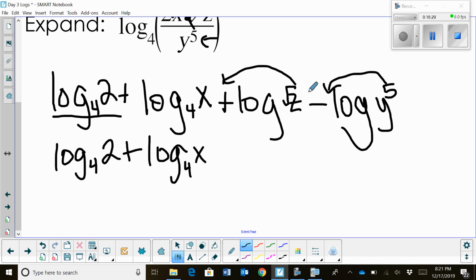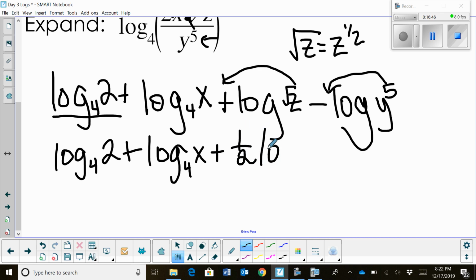Now this square root can also be written as z to the 1/2. So I'm going to bring down a 1/2 because that's the way to write a rational exponent for the square root of z. So that's going to become 1/2 log z minus, and then this exponent's easy, it's just a 5. So 5 log of y.